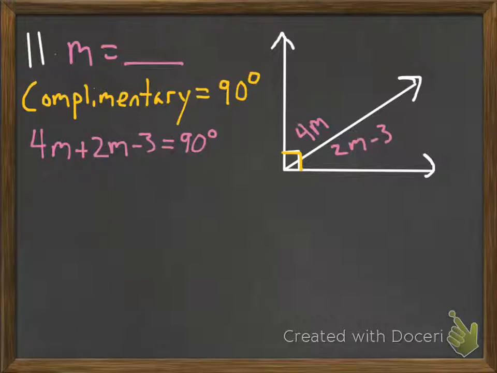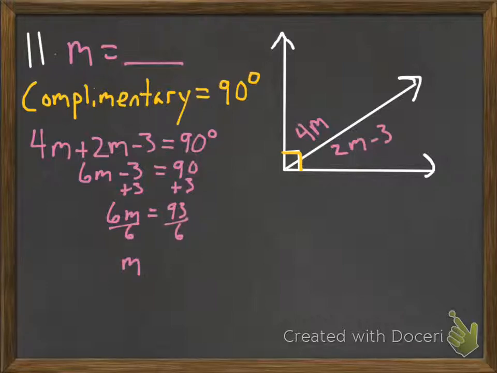So now we combine like terms and we get 6m minus 3 equals 90. Add 3 to both sides. We get 6m equals 93. And divide both sides by 6. m equals 15. So like I've said a million times, this is an example of two parts together that equal the whole, and the whole amount is 90 degrees.